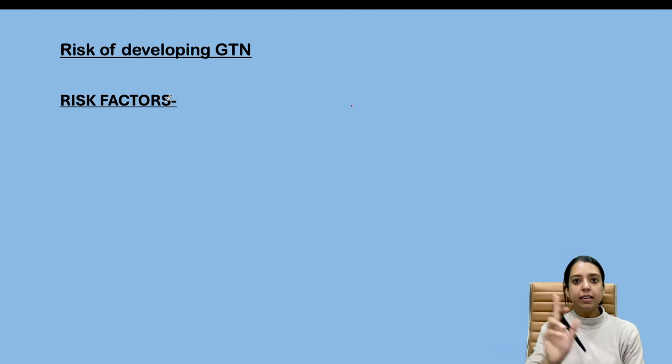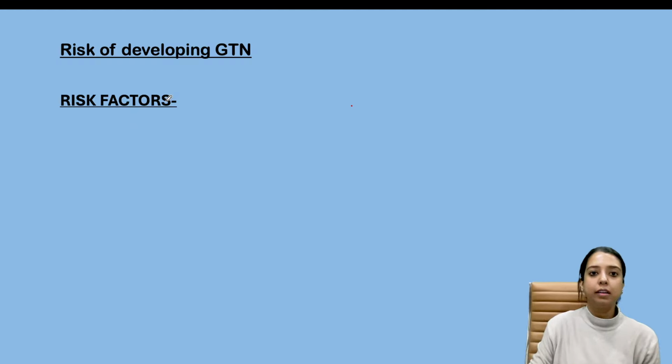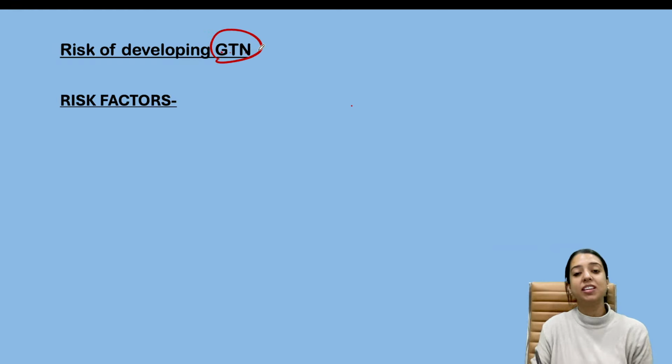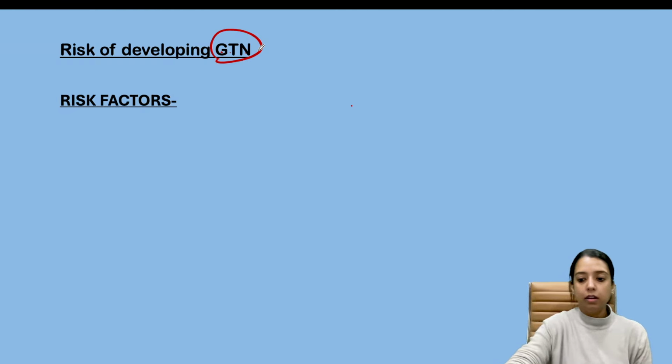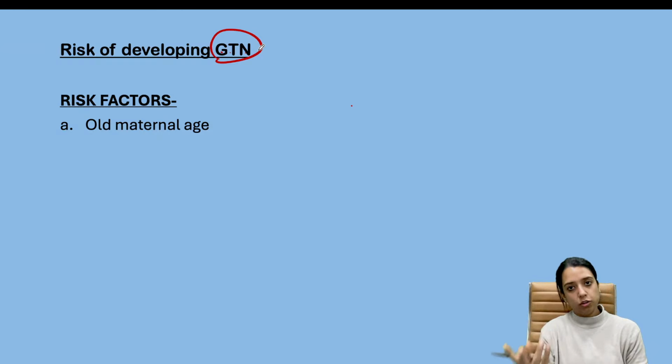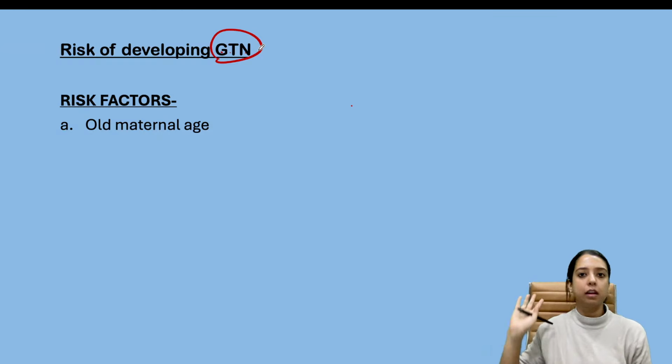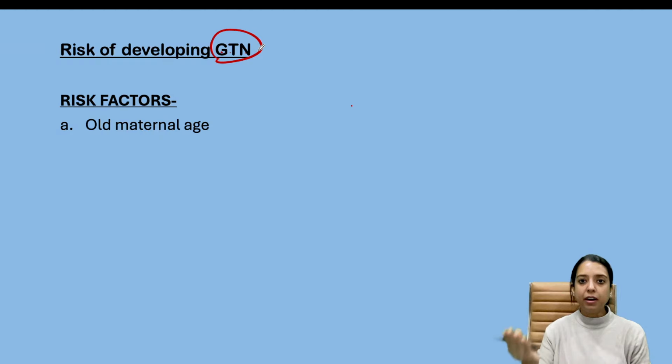Now GTD can convert into something called GTN, which is gestational trophoblastic neoplasia, which is a cancerous condition. Which GTD will convert into cancer? If it is old age group. Old age group, anything can convert into cancer. Old age group is itself a high risk for cancer.